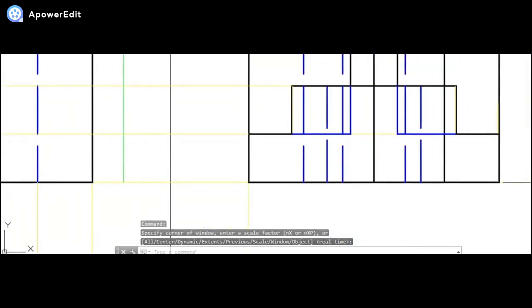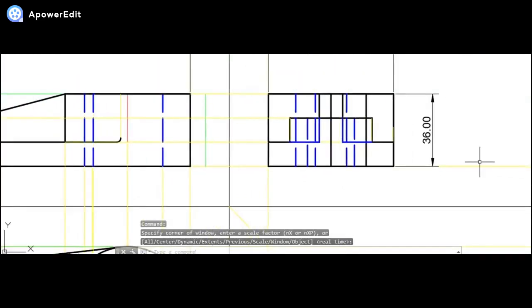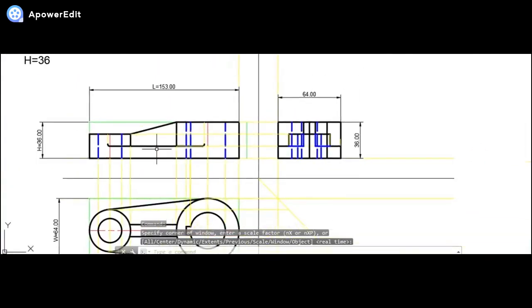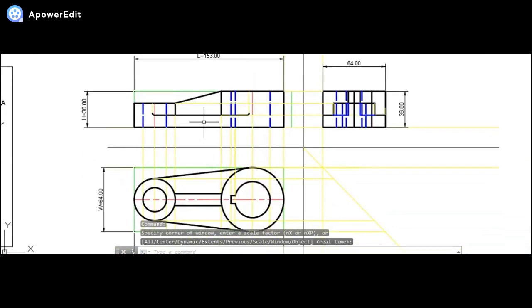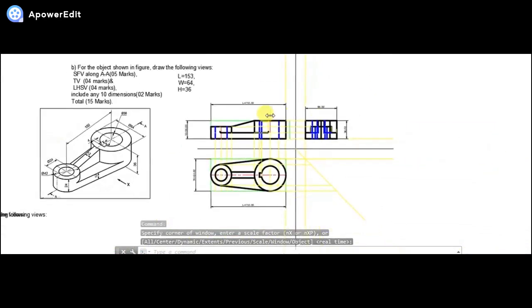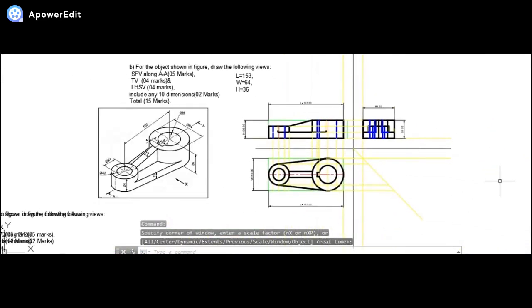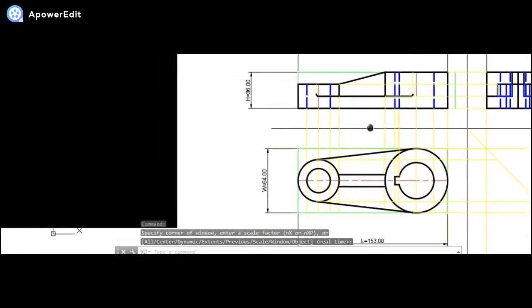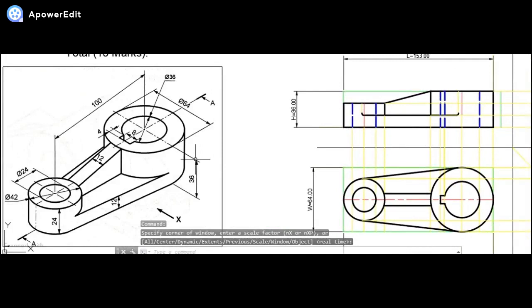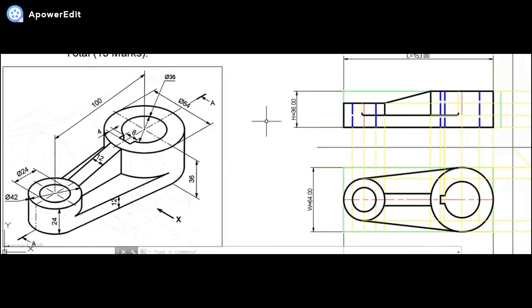Now let us go for the sectional view, which is the last view, or which is left out. As we can see the question again, let's see the solution again. Just seeing the question and the solution again, all three views are done. We will be drawing this sectional view now.